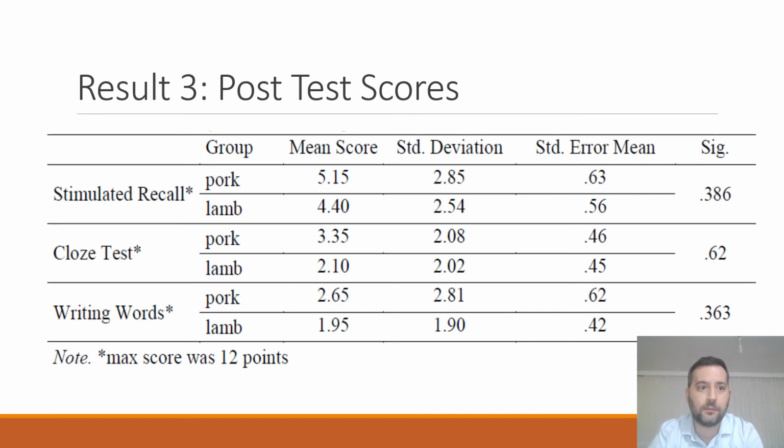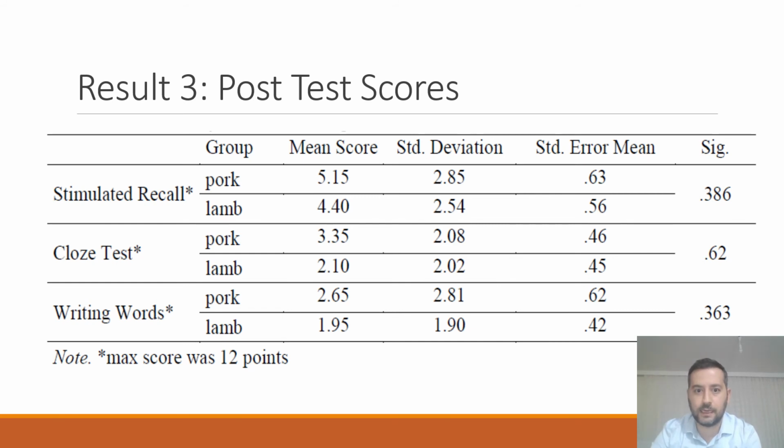And the last result was the post-test score. So we know that the Muslim language learners were disgusted by the pork visuals and pork video. But how did it affect their post-test and vocabulary learning games? In the post-test, we had 3 components: a stimulated recall, a closed test, and writing words. They're all about the memorization and the recall of the learned vocabulary items.